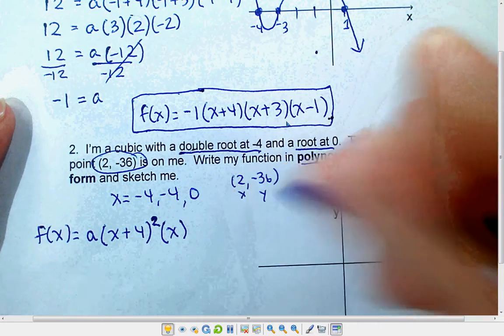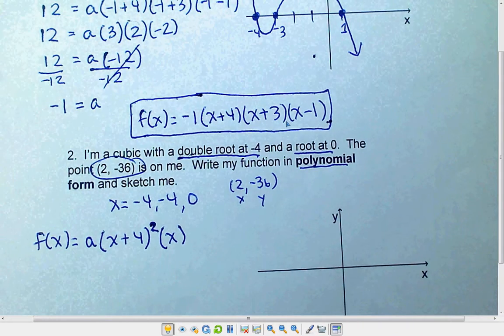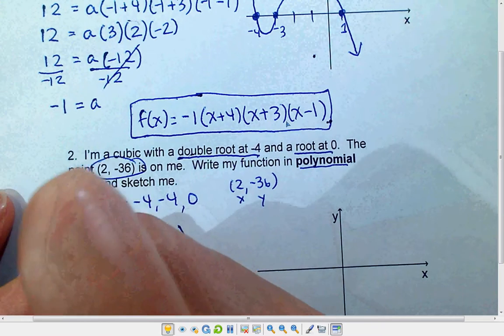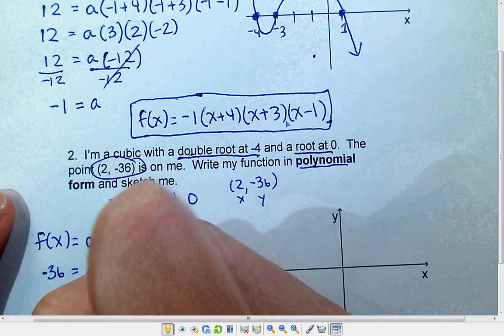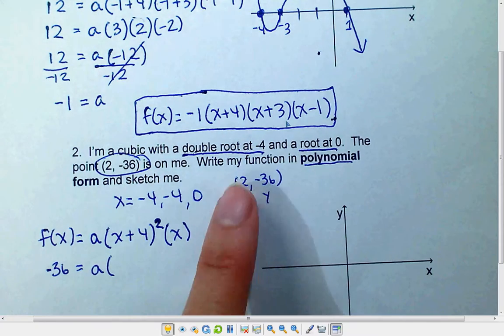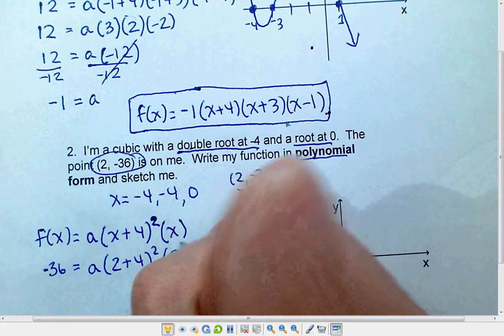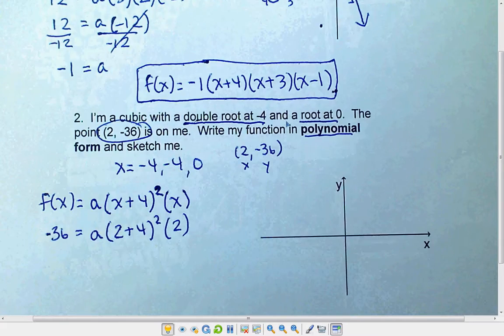to negative 36. This is my x and my y, so I'm going to plug those in. So my y value goes in place of the f of x. So this is negative 36 equals a. And I'm plugging in for x, 2. And again, we're going to solve for a.